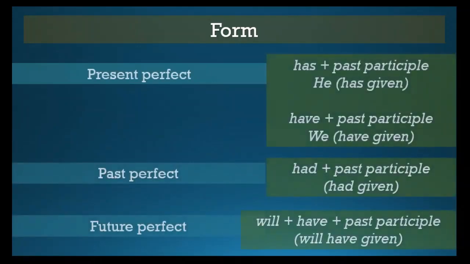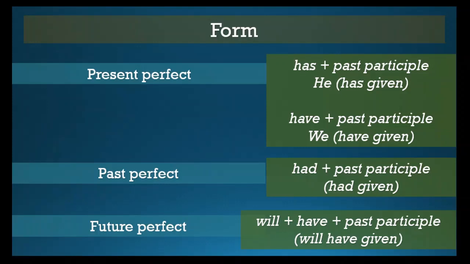In the case of the perfect aspect, we add has, have, or had, depending on the tense and the number of the preceding noun. In the case of present perfect, you add has or have to the past participle of the verb. Has is used if the subject is in third person singular, and have if the subject is plural or is in first or second person.